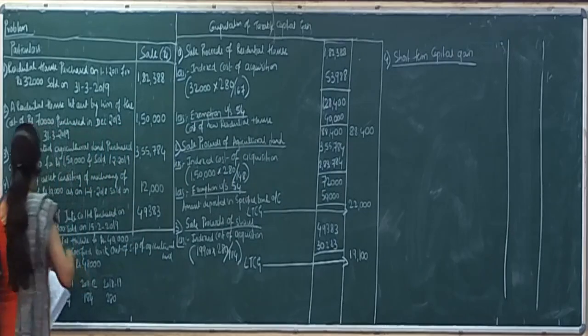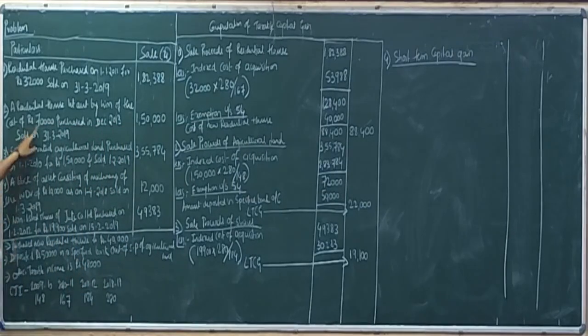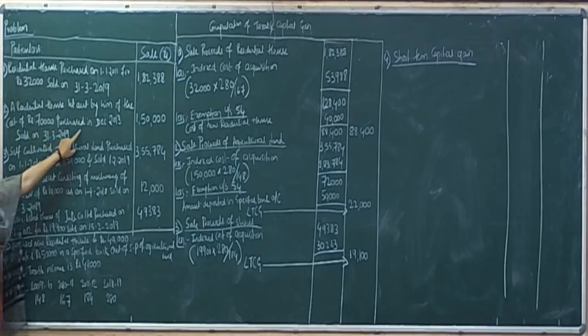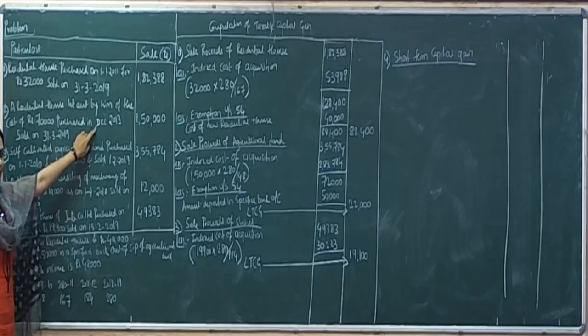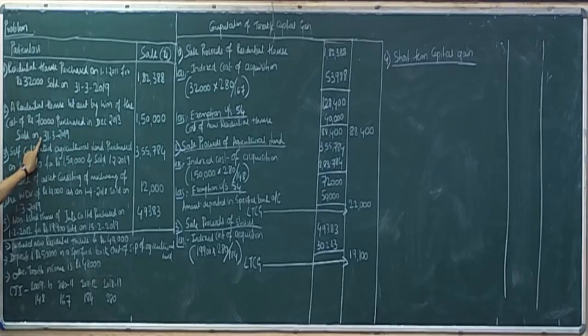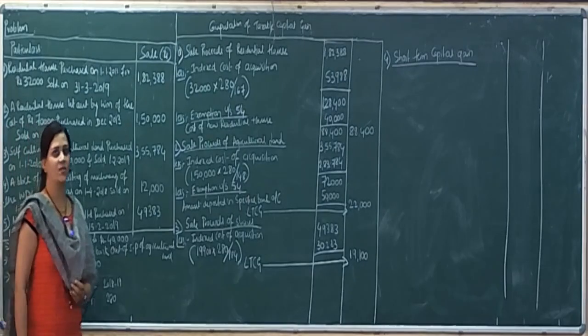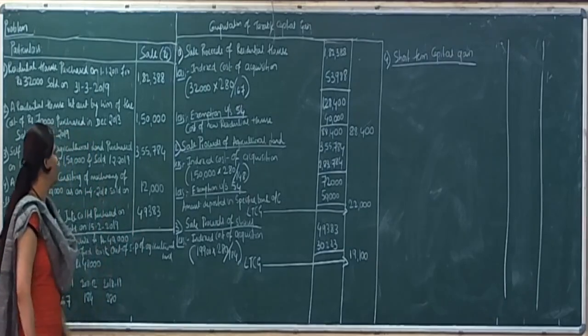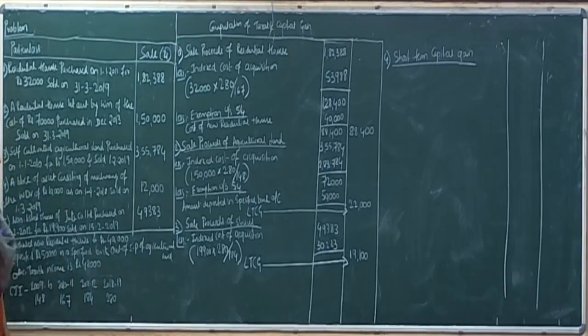Now we will take up the assets which are held for less than 36 months. Here we can take a residential house, the cost of it is 13 March 2019. So we can count the number of days. Okay, so he has held for 2013.